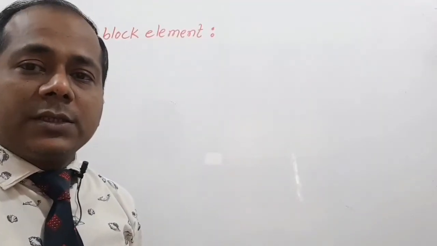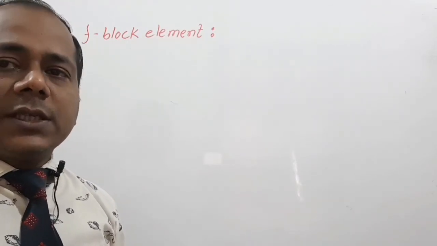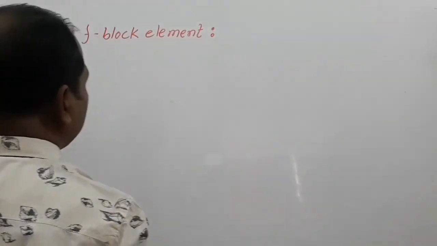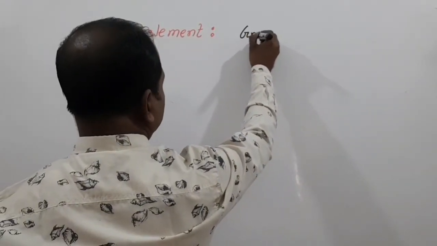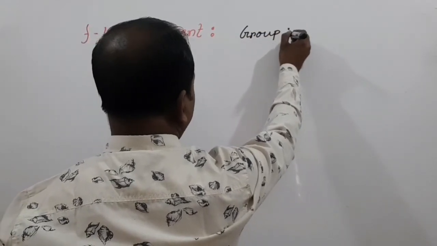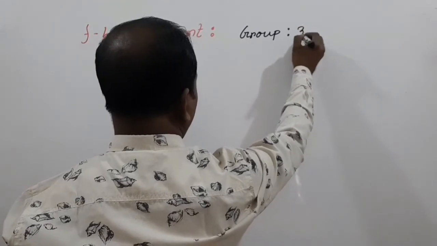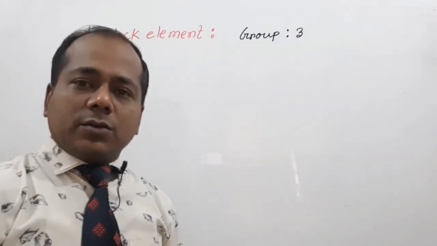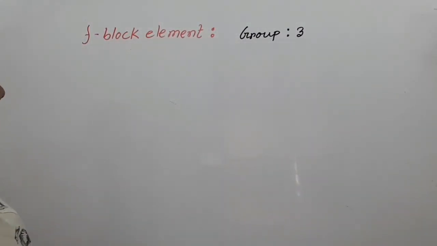My dear students, we discuss the position of f block elements in the periodic table. We know that all f block elements are present in group number 3. That means all f block elements are present in the third group. And now we discuss the period of f block elements.